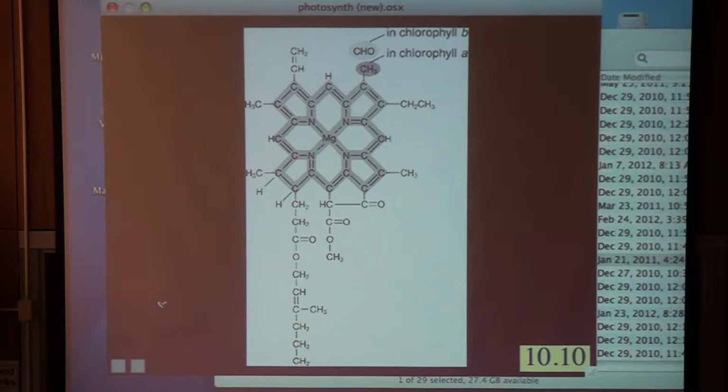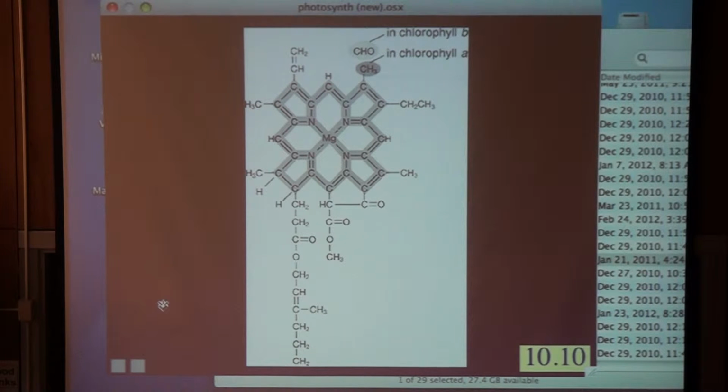As I mentioned, the structure of the chlorophyll: the main photon catching part you see is right here. It's a system of carbon and nitrogen rings with a magnesium ion in the center. But connected to it is a long hydrophobic tail, which, being hydrophobic, is what embeds the chlorophyll in the thylakoid membrane.